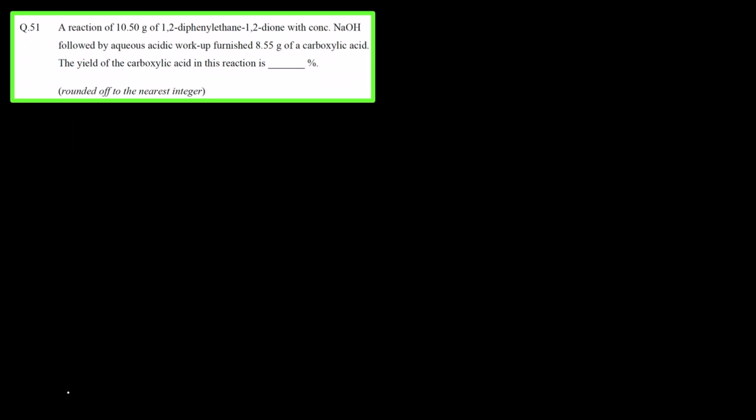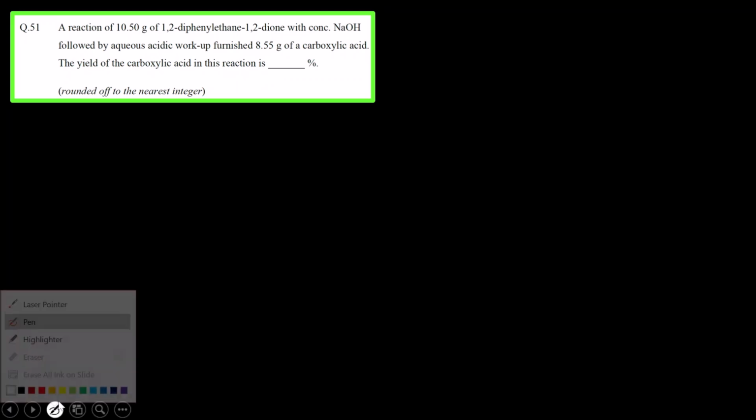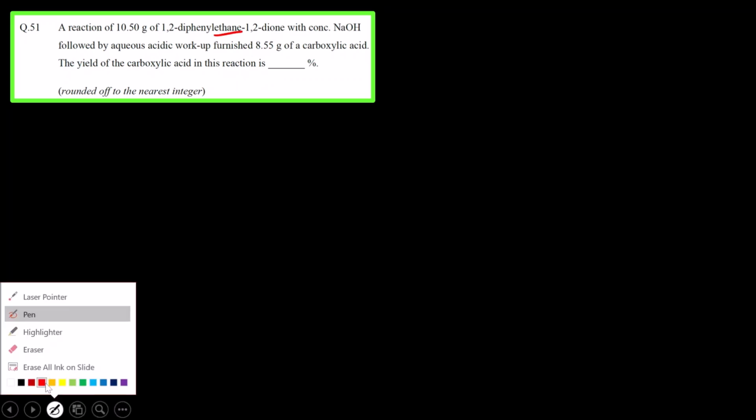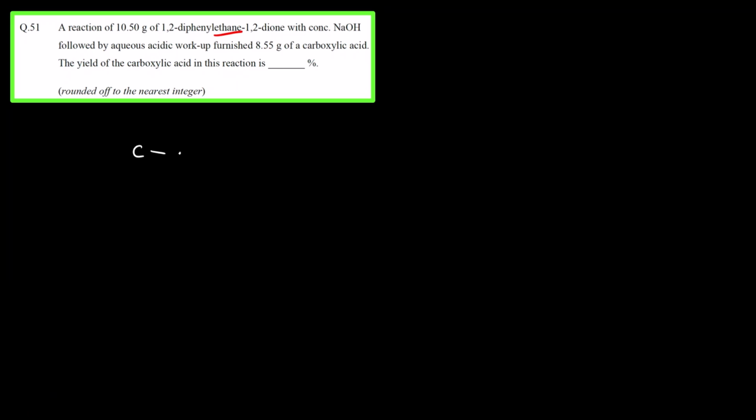So before that, what we must know is the structure of the reactant, 1,2-diphenyl ethane 1,2-dione. What is the parent compound? Ethane. Ethane means 2 carbon. Then 1,2-diphenyl: diphenyl means there are 2 benzene rings attached to carbon 1 and carbon 2. Then 1,2-dione: at carbon 1 and carbon 2, di means 2, one means ketone. So 2 ketone groups are present. So this is the structure of the reactant.